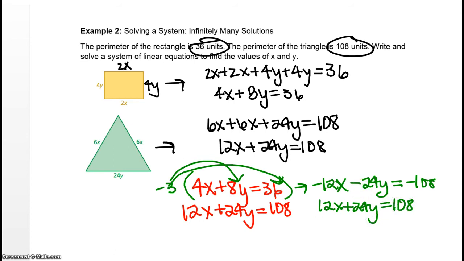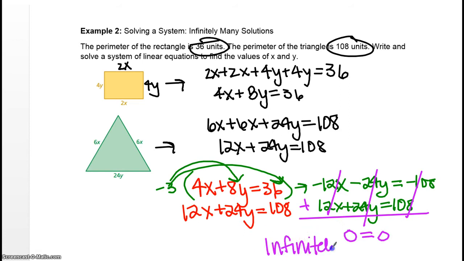Okay, as you will notice, if you add these two equations together, this cancels out, and this cancels out, which means you're left with 0 equals 0. Anytime you have 0 equals 0, it is infinitely many solutions.